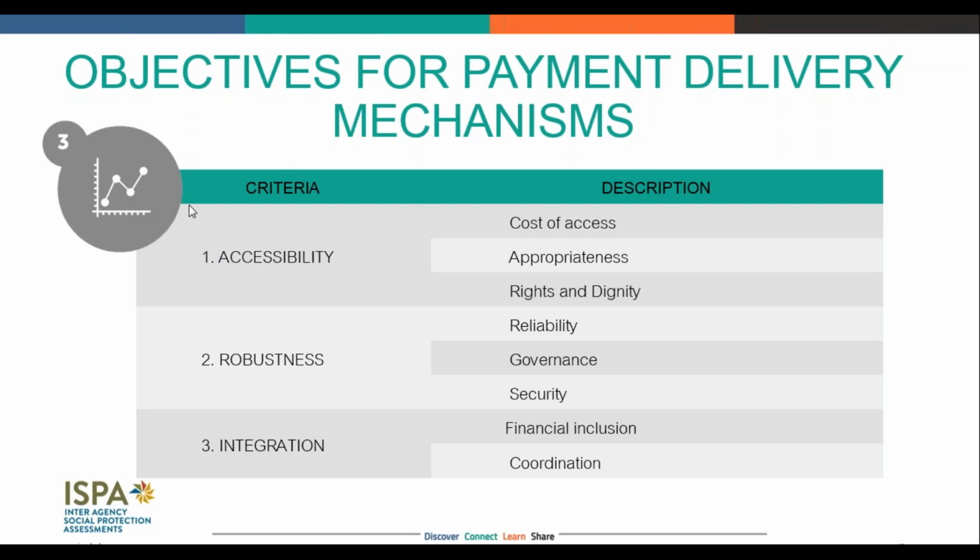So these are the three criteria that we're proposing for measuring the quality of a payment delivery mechanism used in a social protection program. It's important here that we highlight that this is the quality criteria separate from the costs that may be required to be paid by a program in order to gain the qualities.